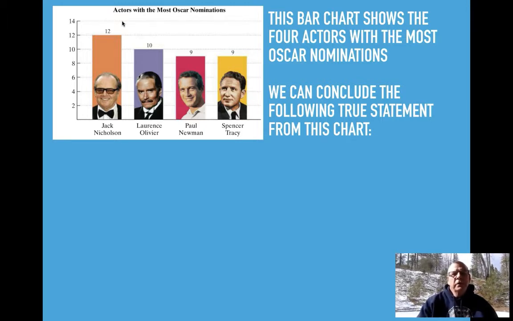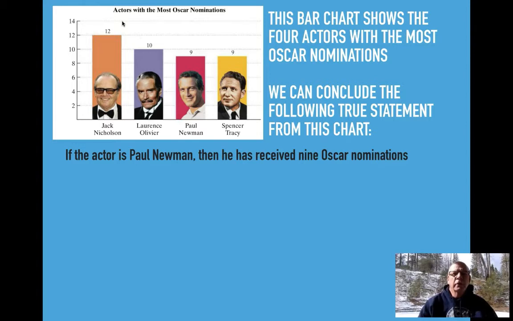From this bar chart, we can conclude lots of things, but one of the things we can conclude is: if the actor is Paul Newman, then he has received 9 Oscar nominations. That is an if-then statement, a P implies Q statement that we can conclude from that chart. And so what we want to do in this section is look at some variations of that statement.